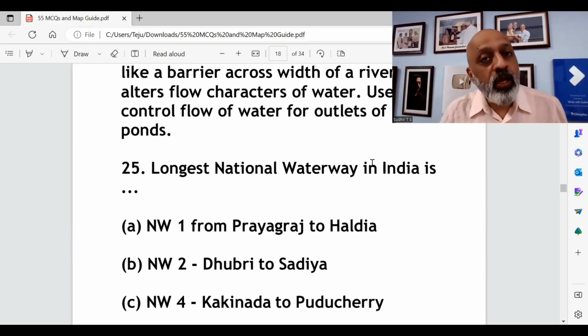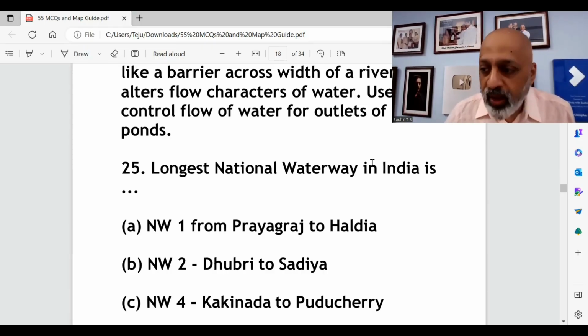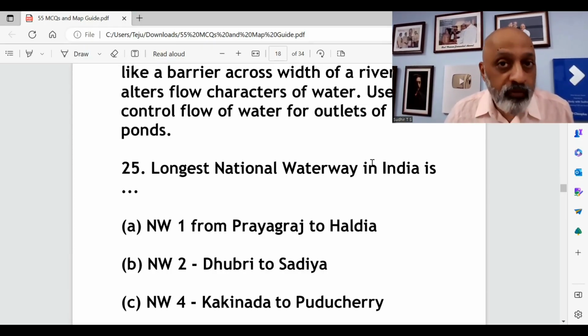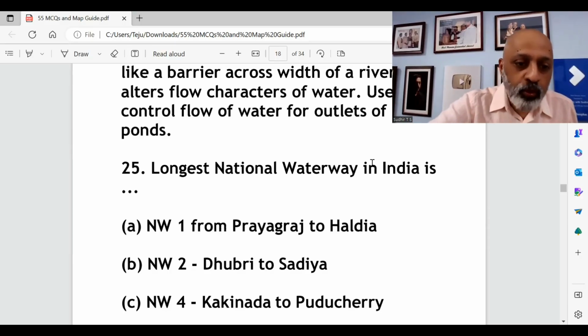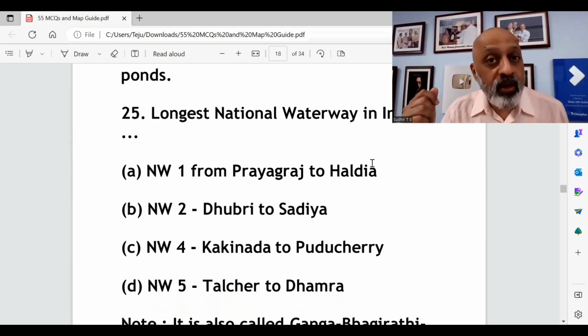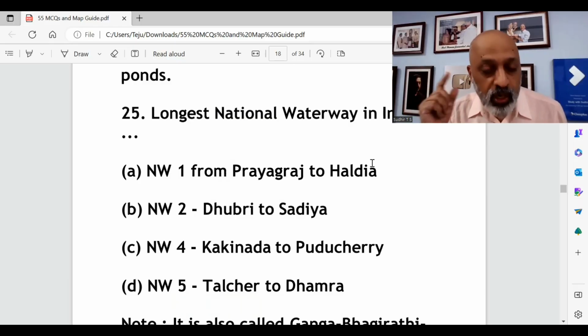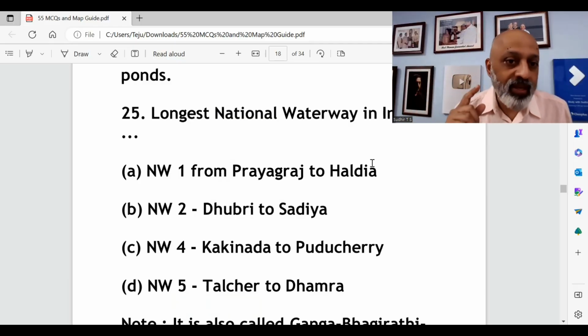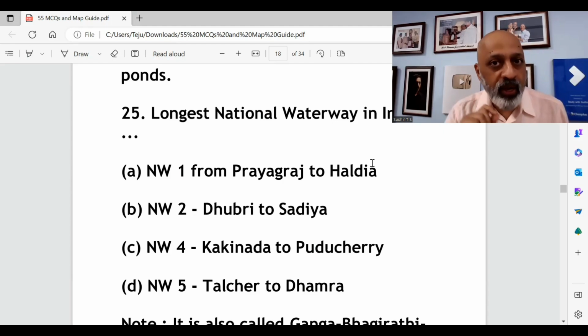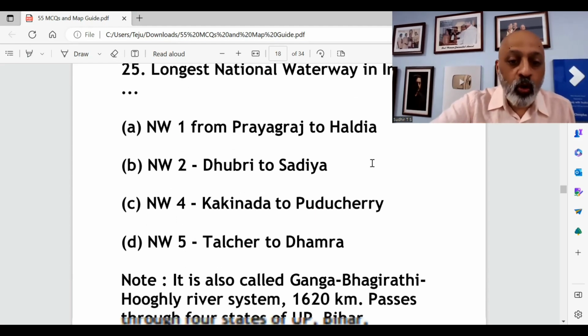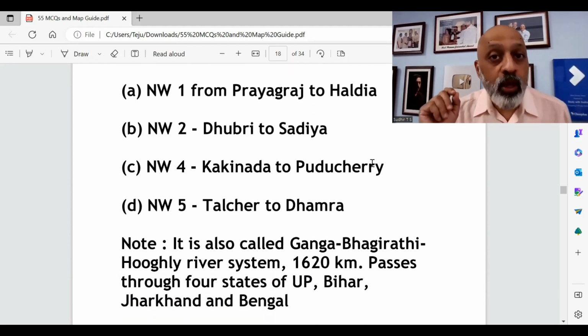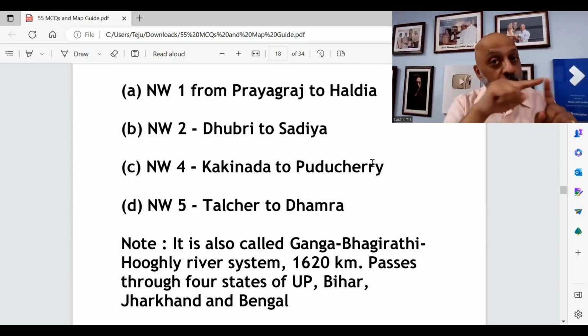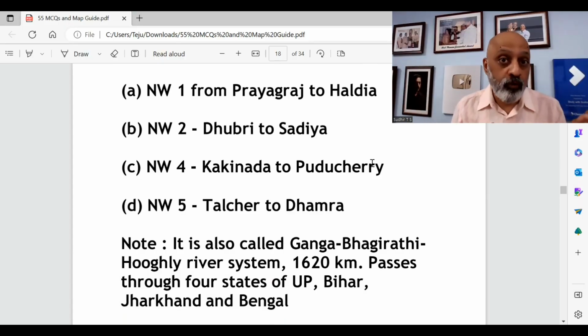25th question. Which is the longest national waterway of India? Is it NW1 from Prayagraj, yani ki Allahabad to Haldia, Dhubri to Sadia, NW2, NW4 from Kakinada to Puducherry. Kakinada is in coastal Andhra Pradesh. NW5 from Talcher to Dhamra. The correct answer is A, NW1 from Prayagraj to Haldia. It is also known as the Ganga Bhagirathi Hooghly river system. So if you get this as an option, don't get confused.